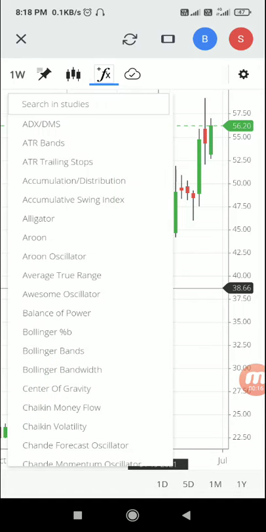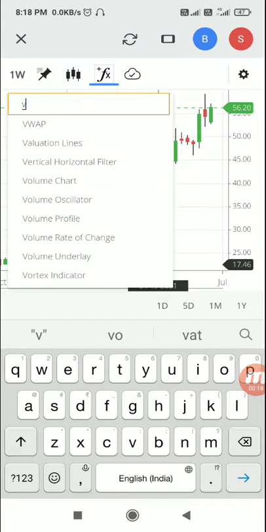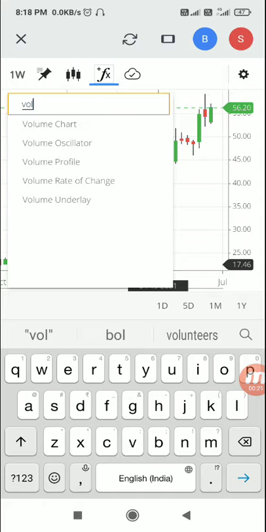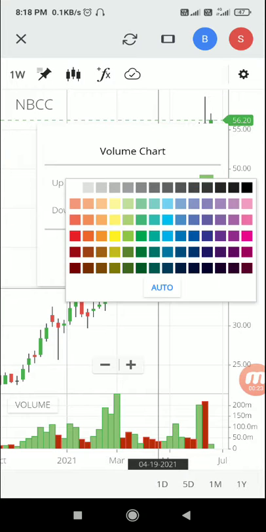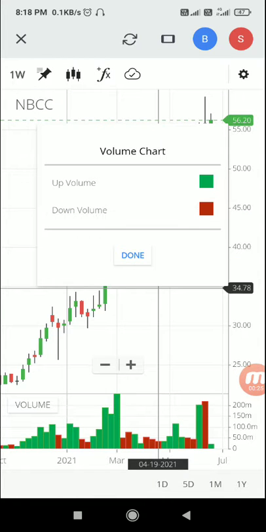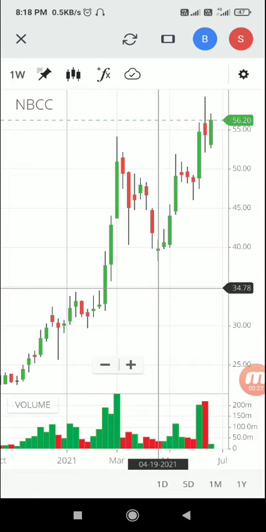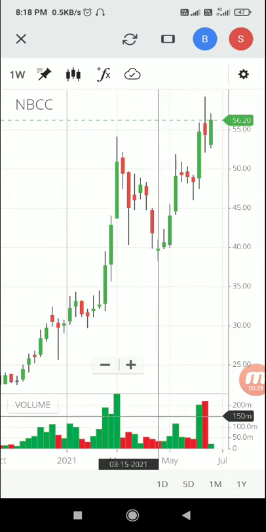So just go to indicators, that is FFX, and type volume chart. Now you can add your color. This is my favorite color, so I'm going to mention this. So now we have got the volume here.